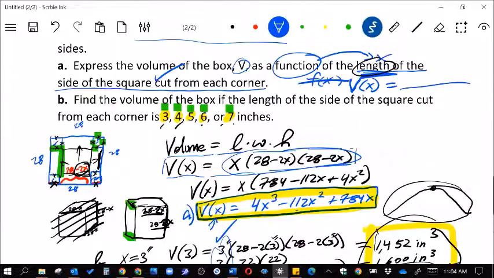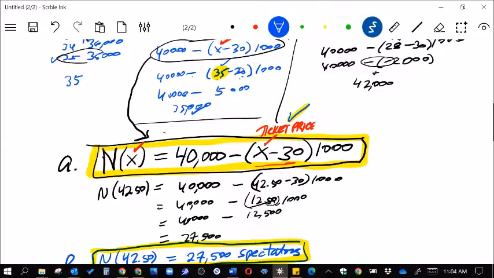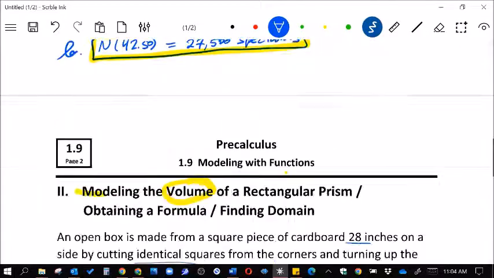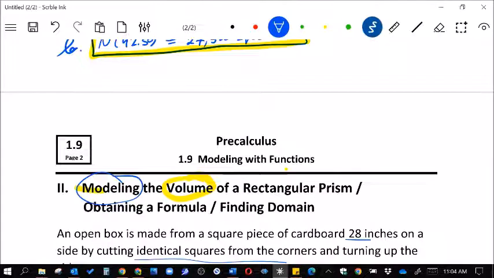So these are similar type problems in one sense, even though they seem very different. The concept is still the same, that you're modeling, you're making an actual equation, and that's what modeling is. In one case it's area, in another volume, and we're using an equation to do that.